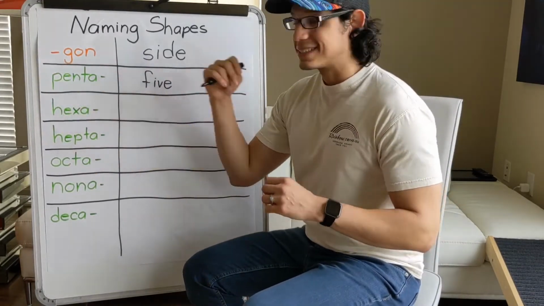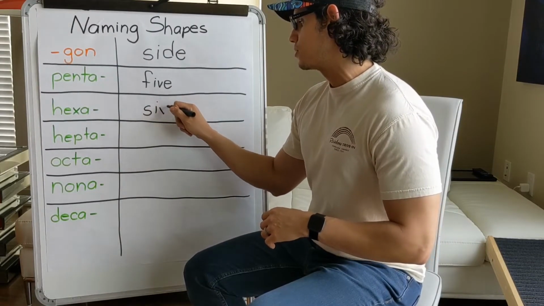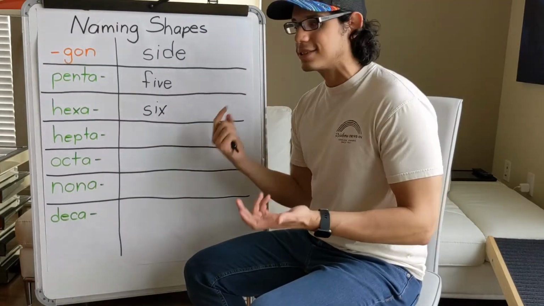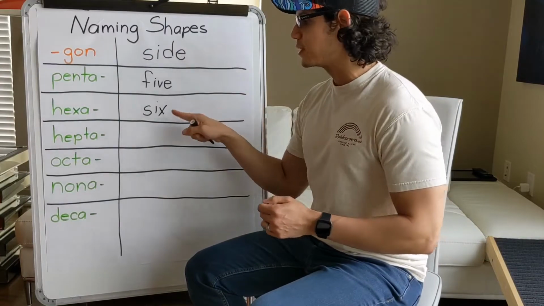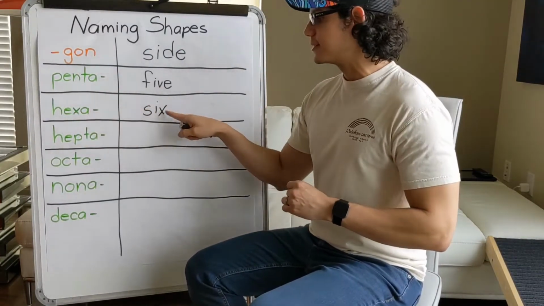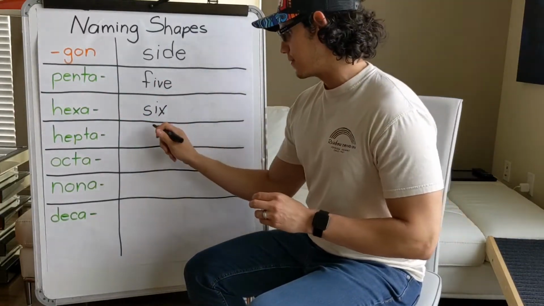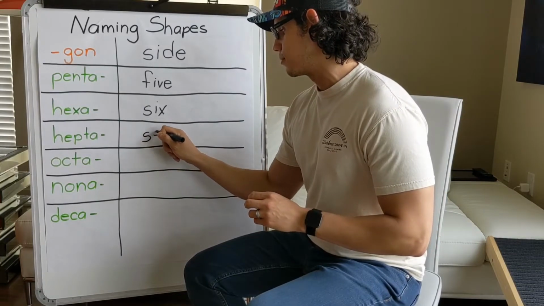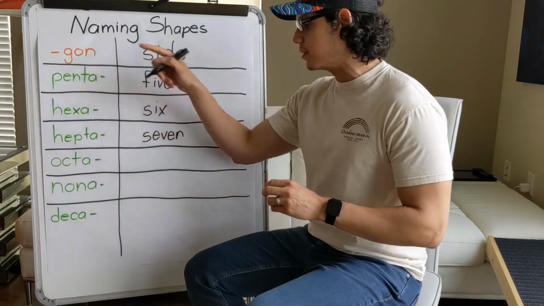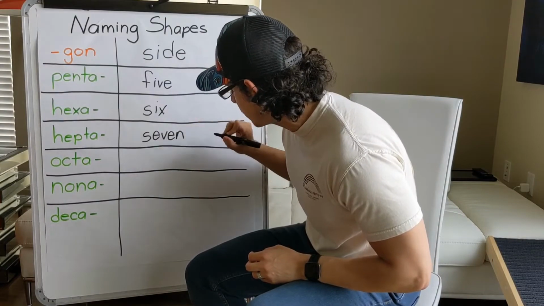The next one, hexa. Hexa actually means 6. This one's easy to remember too because both of these words have the letter X in it. Hexa, 6, right? That's how I remember it anyway. Hepta means 7, so a heptagon means a shape with 7 sides. Let me finish out this N right here. There you go.